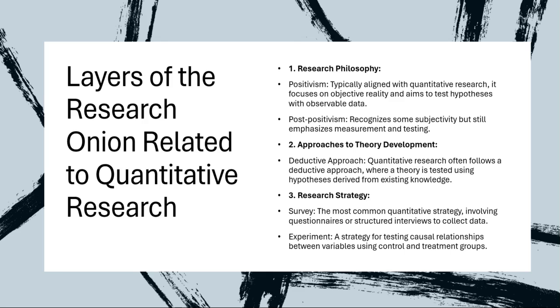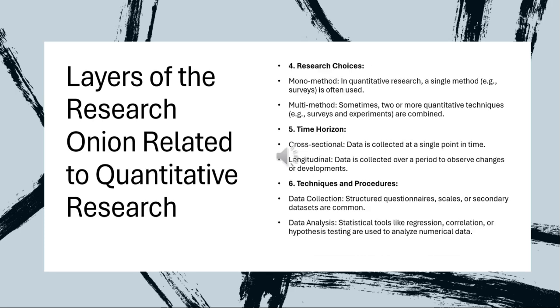3. Research strategy. Survey, the most common quantitative strategy, involving questionnaires or structured interviews to collect data. Experiment, a strategy for testing causal relationships between variables using control and treatment groups. 4. Research choices. Mono method. In quantitative research, a single method, example surveys, is often used. Multi-method, sometimes 2 or more quantitative techniques, example surveys and experiments, are combined.